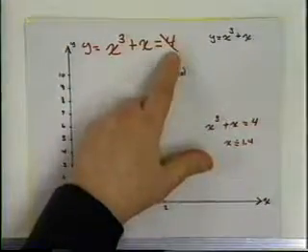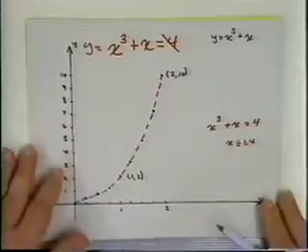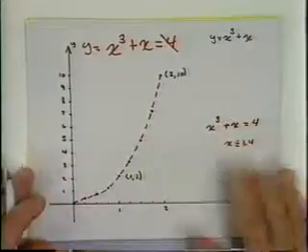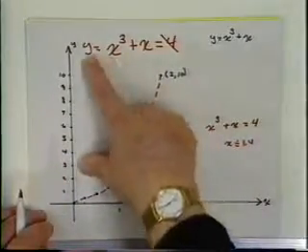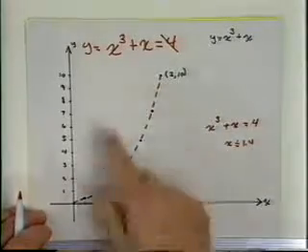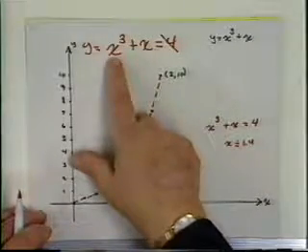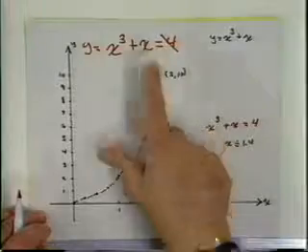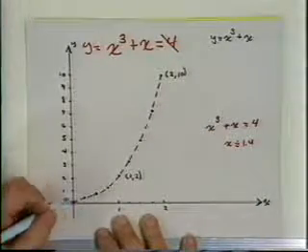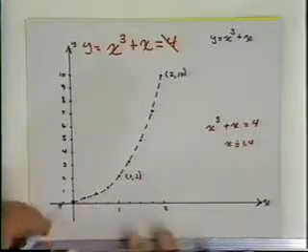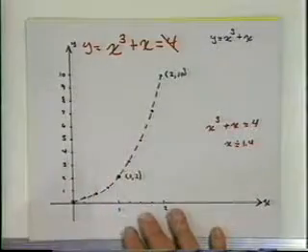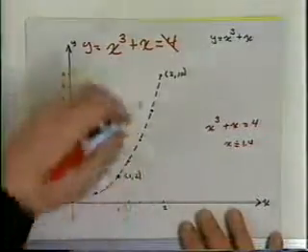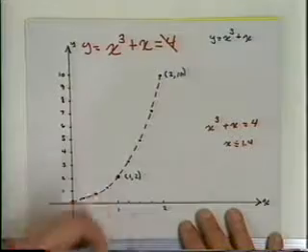You see, once I have the output, it's very difficult to find the input. Let me do the easy thing. Let me start with the input and find the output. For example, when x is 0, 0 to the third power plus 0 is still 0. So when x is 0, y is 0. When x is 1, we've already found out that y is 2. When x is 2, we've already found out that y is 10.